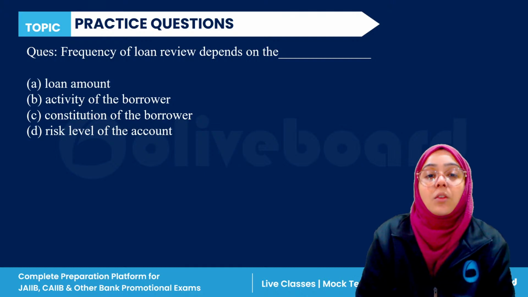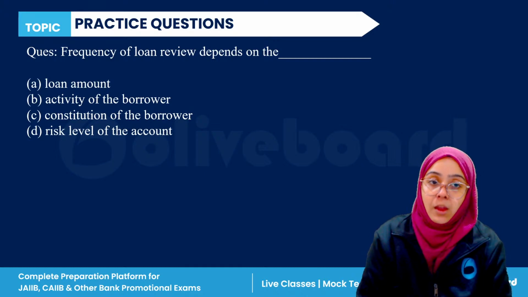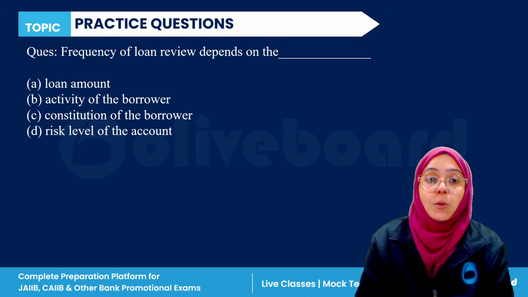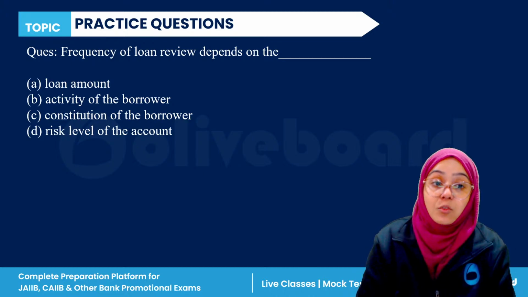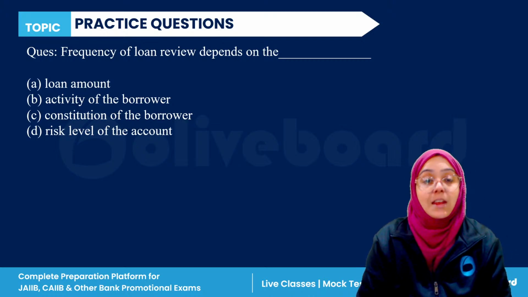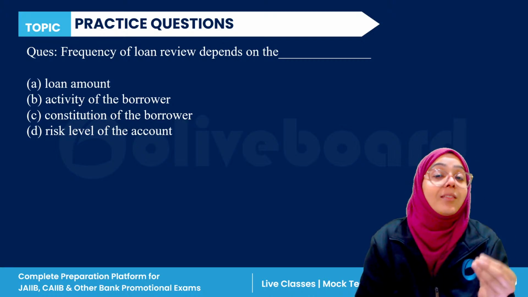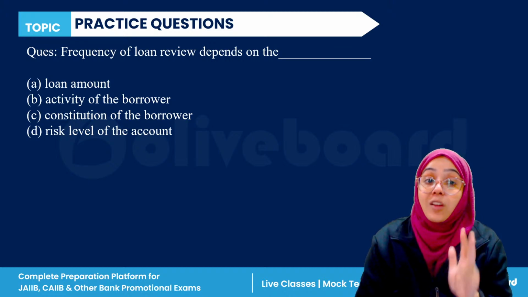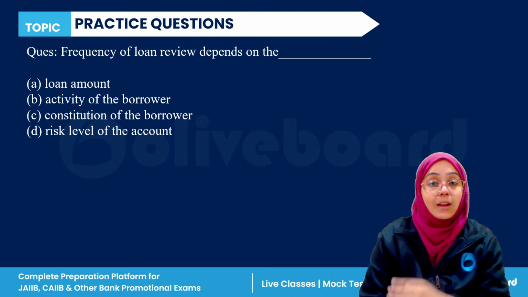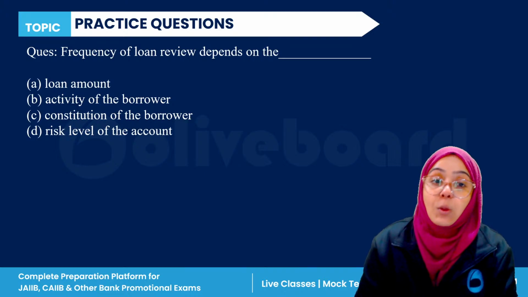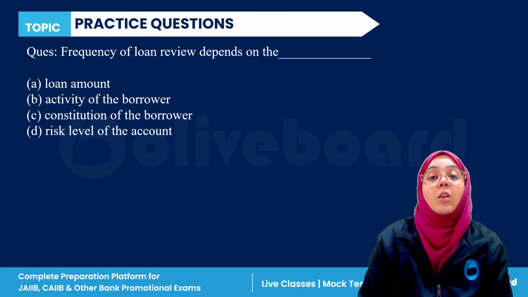Frequency of the loan review depends upon what? It depends upon the loan amount, the activity of the borrower, the constitution of the borrower, or the risk level of the account. Very easy. While giving the loan, what do you consider? Everyone, please answer this question.